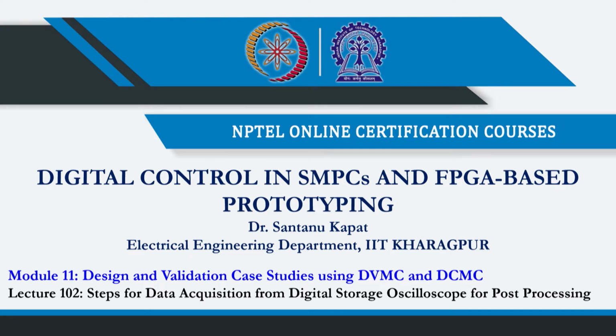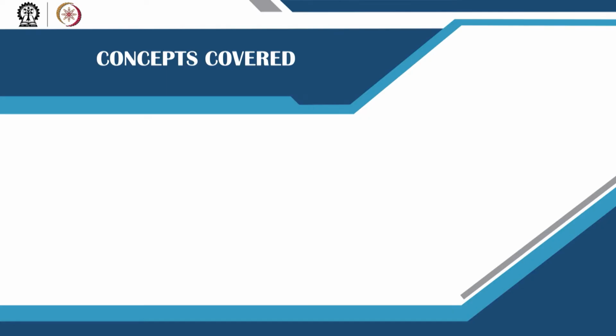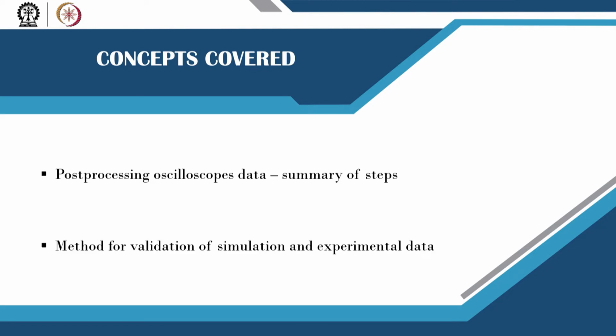And then we want to see how much they are actually matching. It is expected that there will be some deviation between the experimental and simulation results, and we want to try to understand what may be going wrong and why the difference is coming. So, here we will be talking about post processing of oscilloscope data and the summary of steps, and then we will show the method of validation of simulation and experimental data.